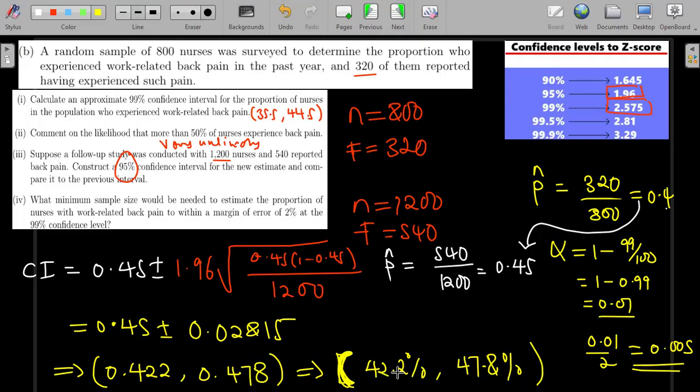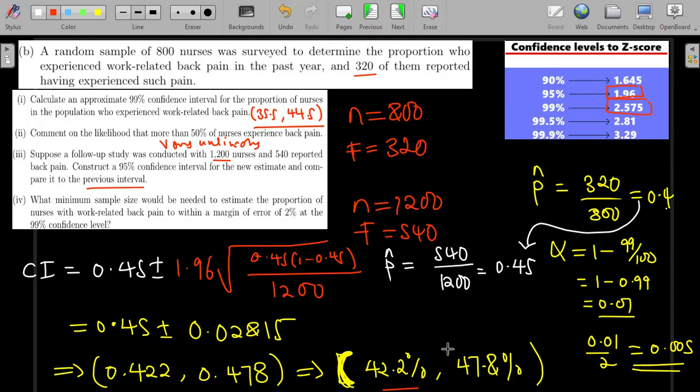Okay, so this is the confidence interval on part 3. They said we should compare it to the confidence interval that we got on part 1. The confidence interval for part 1 was from 35.5 to 45.5, but the confidence interval that we found on part 3 is from 42.2 to 47.8%. So what can we say about the intervals?